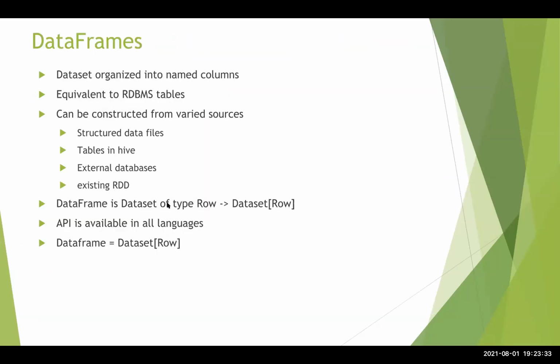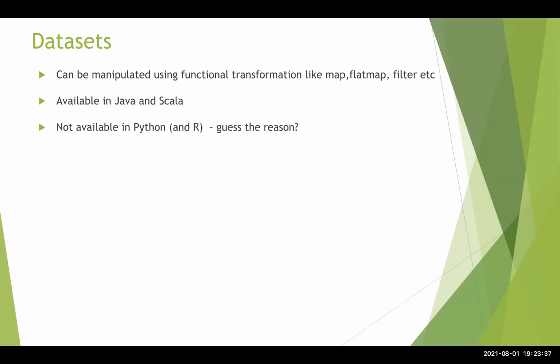I will stop it here, at these datasets. Datasets can also be manipulated using functional transformations, map, filter, or flatMap, etc. It's available in Java and Scala. It's not available in Python and R. Homework for you is to guess the reason why it's not available in Python and R. So do that reading, and I will stop now.